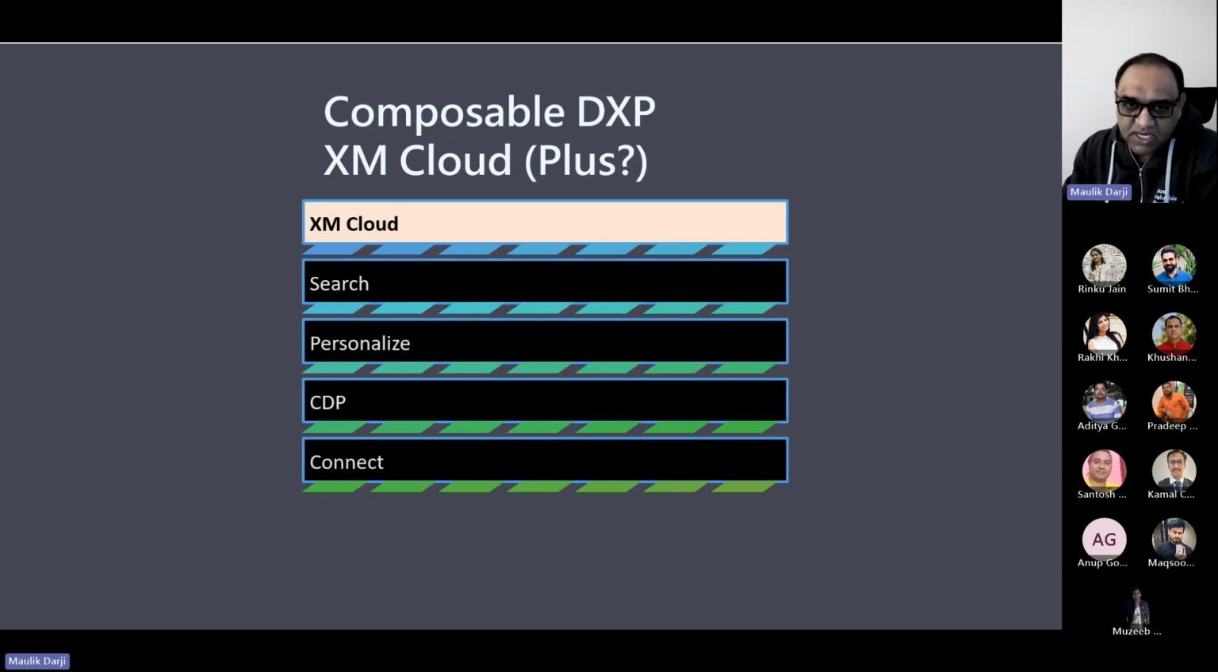But when it comes to that, XM Cloud requires some more modules. In 2023, there was a new name called Composable DXP, that is XM Cloud Plus, that included XM Cloud, Search, Personalize, CDP, and Connect, everything in a single module. That gives almost the same features as Sitecore XP, but as separate modules. Nowadays, I don't see XM Cloud Plus anymore, but there are lots of integration points with XM Cloud.